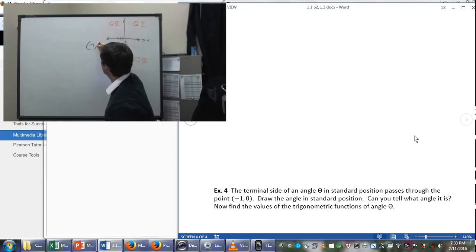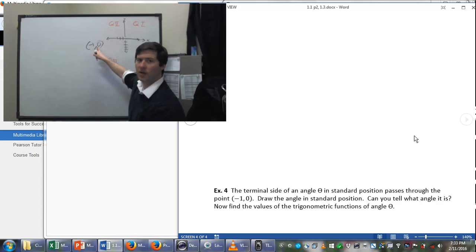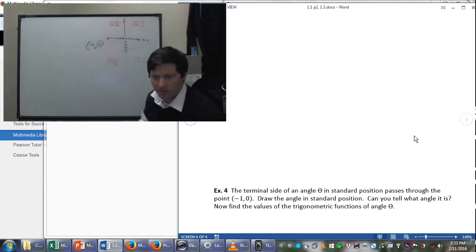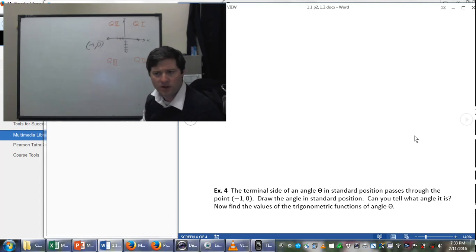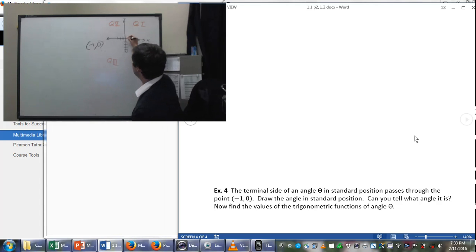So -3 squared is 9. -4 squared is 16. 9 plus 16 is 25. And the square root of 25 is 5. So that was our one bit of calculation we need. Now that we've got that, we can find each of our trig functions.